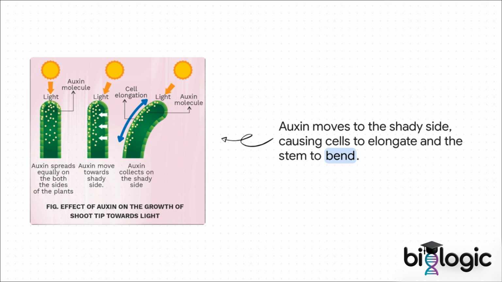This big pileup of auxin makes the cells on the shady side get longer than the cells on the sunny side, and that difference in growth physically bends the whole stem toward the light. It's so elegant, so simple, and absolutely brilliant.